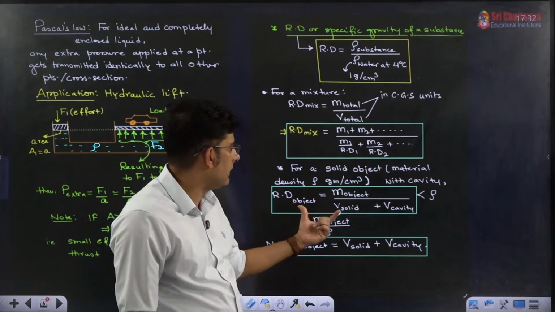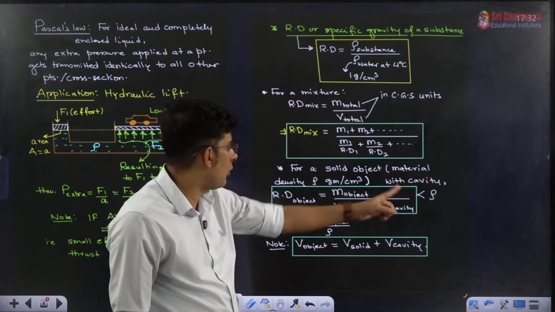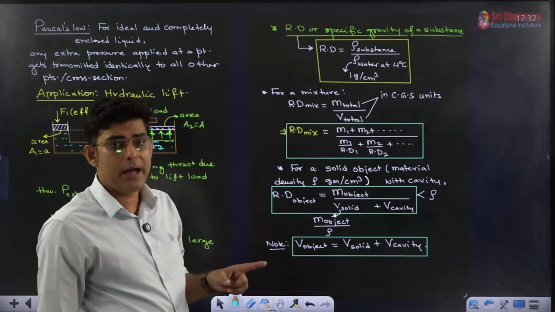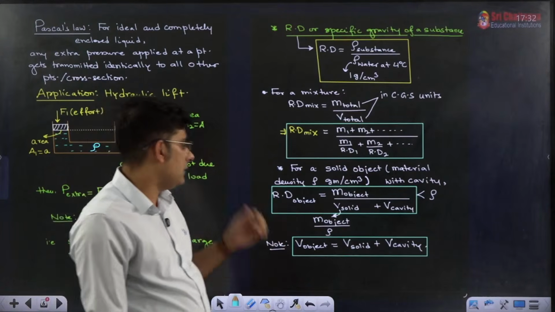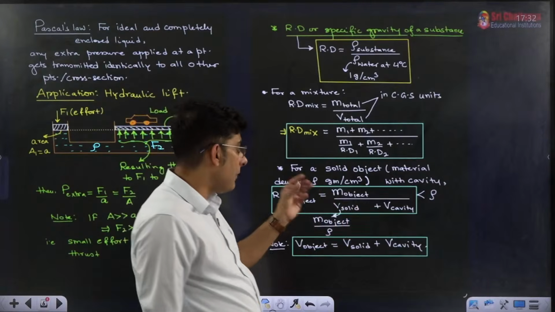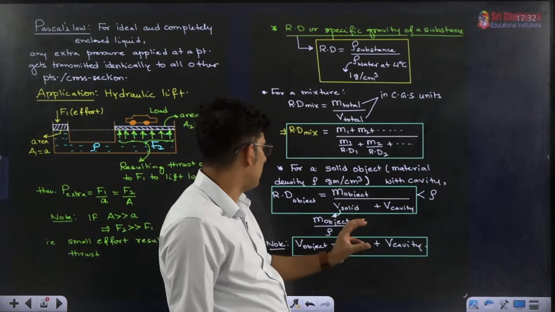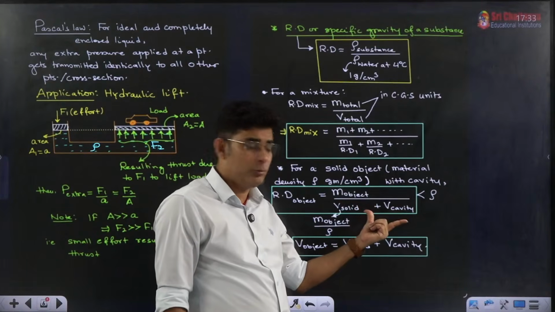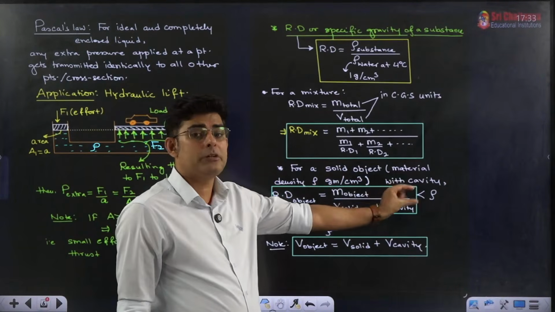So I will write the relative density of the object as mass of object by total volume, which is volume of solid plus volume of cavity. Now this relative density will become less than rho, because what is rho? Rho of the material is mass by volume of the solid. But here the denominator is volume of solid plus volume of cavity. So the denominator is more than the volume of solid, and the relative density of the object will become less.